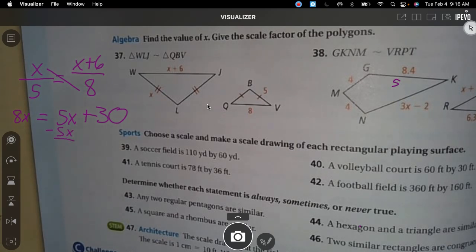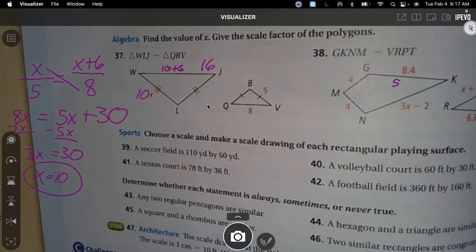Then what do we do? Combine your x's. So I get 3x equals 30, then what? Divide by 3, and it's 10. So x is 10. That's part of my answer. I think that's all it asks for on your paper. So x is 10. What is the length of this side? This side is 10. What's the length of that side? 10 plus 6. What is 10 plus 6? 16. So do y'all know the scale factor?